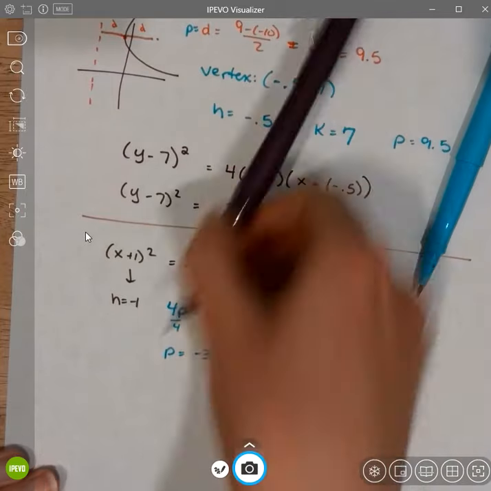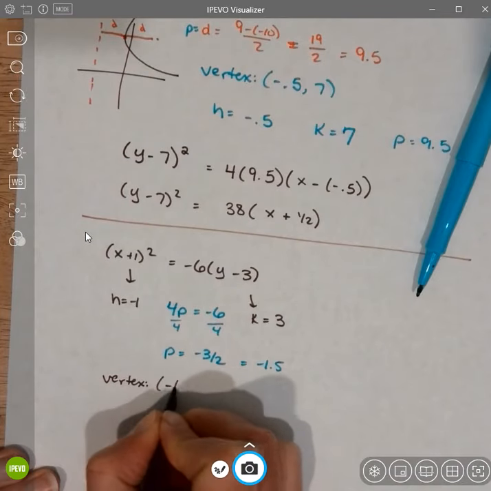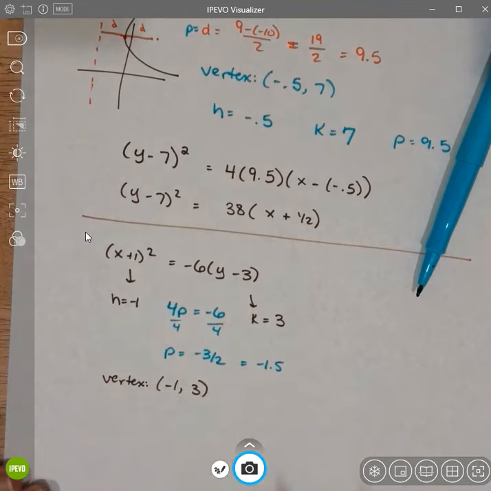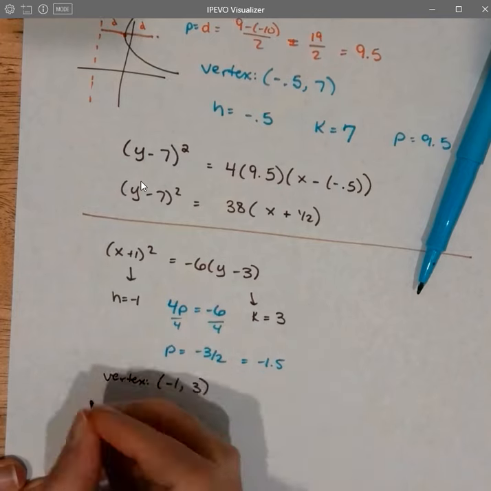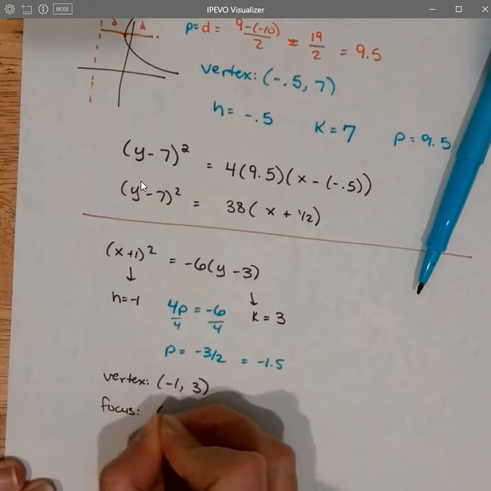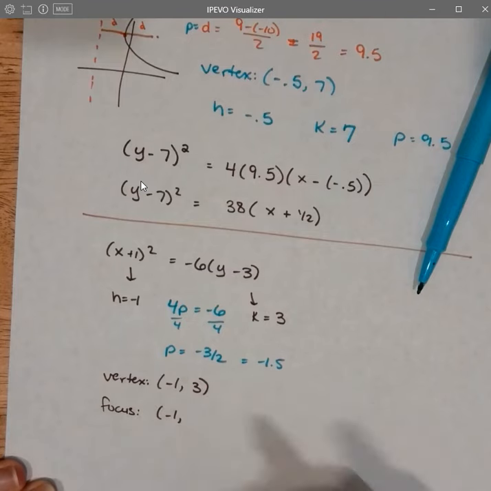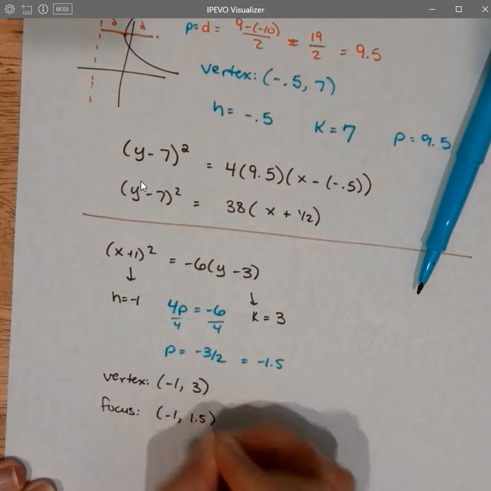All right, so the vertex is at negative 1, 3. This is a vertical parabola because the x is squared. So I can find the focus by adding to the y value. The focus has the same x coordinate. I'm going to add p to the y value. So 3 plus negative 1.5 is 1.5.